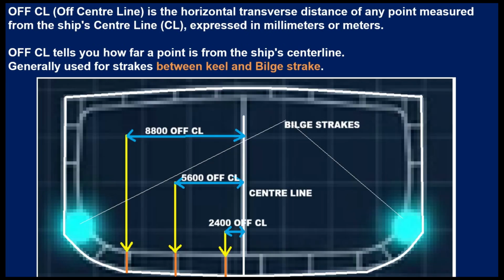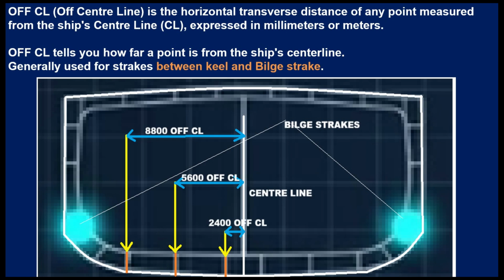Slide 21. Now let's move to another important coordinate, OFCL, which stands for off centerline. If ABBL tells us the vertical position, then OFCL tells us the transverse position, or how far a point is from the ship's centerline. The centerline, or CL, is an imaginary vertical plane passing through the middle of the ship from bow to stern, dividing the vessel into the port and starboard halves.